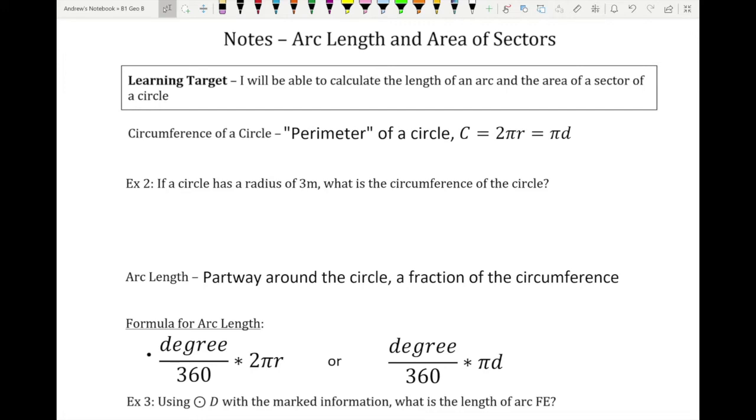Alrighty, let's go. So today we're going to talk about one of the very last things we're going to do in measurement: arc length and areas of sectors. We're going to start off with arc length.